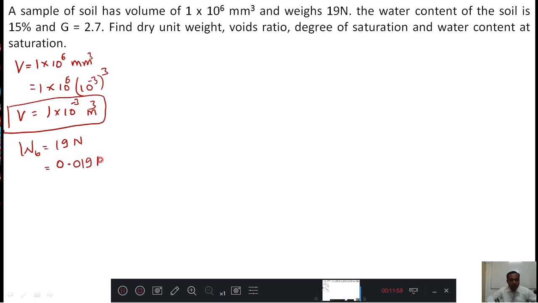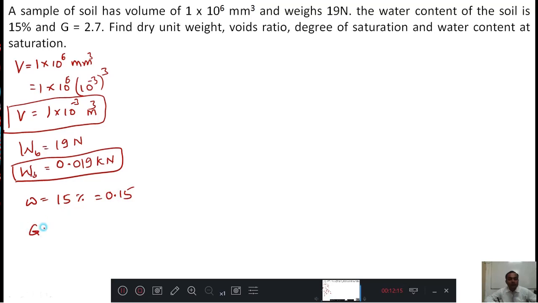0.019 kilonewton. This is a bulk unit weight. Then what are they given? They give water content. Water content is 15%, means it is 0.15. Next, G is given, G equal to 2.7. Okay, no problem. Next, find the dry unit weight.